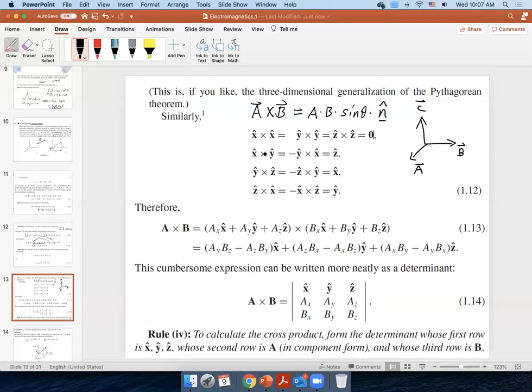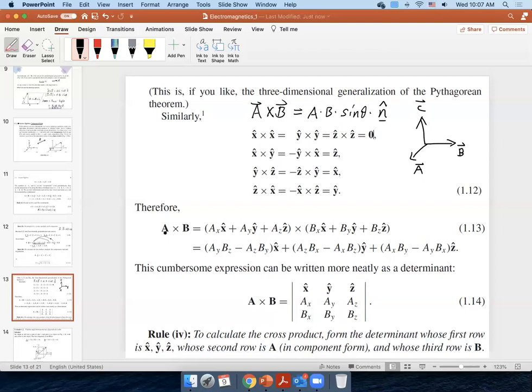If you use X cross Y, you will have Z. But if you use Y cross X, you will have negative Z. Same thing here: A cross B results in C, going up. But if you use B cross A, it results in a negative C, which is going down based on your right-hand rule. So X cross Y equals negative Y cross X equals Z. And similar things are shown below.